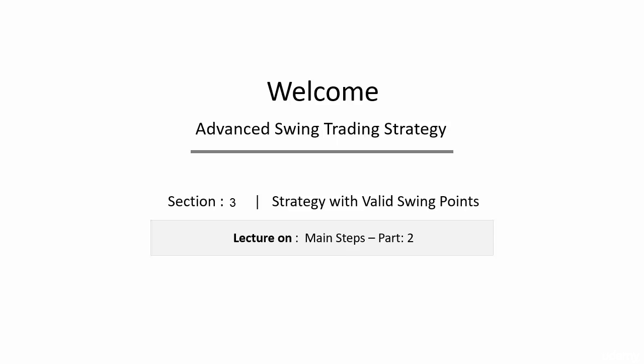In the previous lecture, I discussed 3 main steps to look for a swing trade setup in the valid swing points of a trend. And in this lecture today, I will be talking to you about the trend confirmation method, which is the first step we need to confirm in order to trigger a trade.